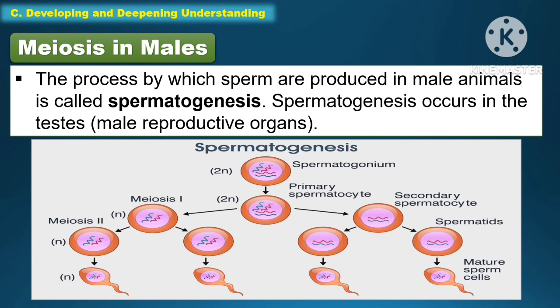The process by which sperm are produced in male animals is called spermatogenesis. Spermatogenesis occurs in the testes, which is the male reproductive organ.